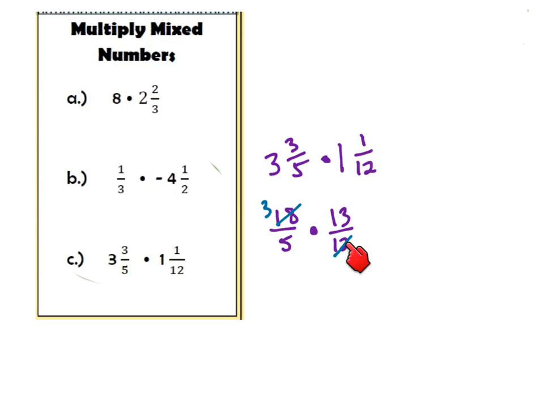Multiply my numerators, multiply my denominators. 3 times 13 is 39. 5 times 2 is 10. Now I figure out how many groups of 10 can I take out of 39? 3, and I end up with 9 left over. 3 and 9/10.